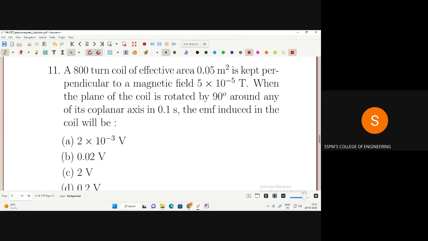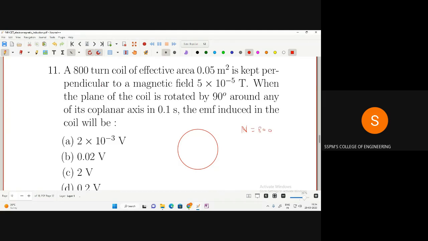इथे कॉइल मी इथे ड्रॉ करतो. असे कॉइल दिलेले आहे. तर याचे नंबर ऑफ टर्न्स किती आहेत, 800 आहेत. What data are given? 800, number of turns given.